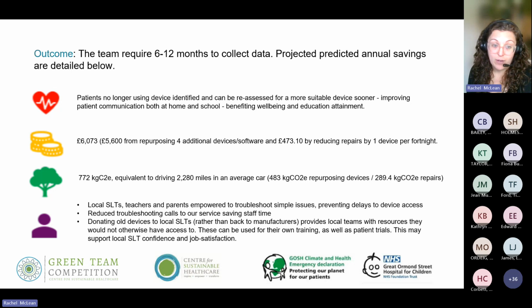And so that could be beneficial for local SLT confidence and job satisfaction, but also more broadly for service users, and could feed into reducing the number of inappropriate referrals that services receive as well.